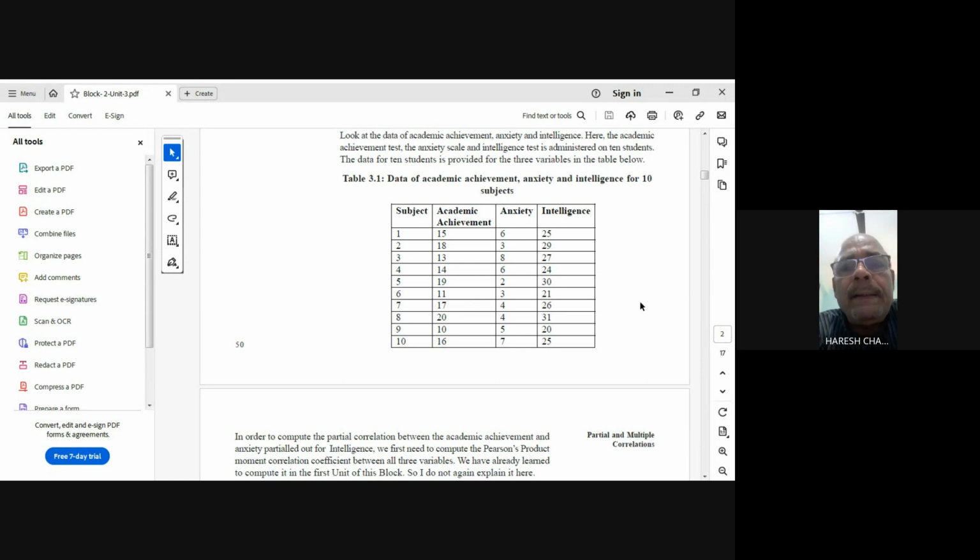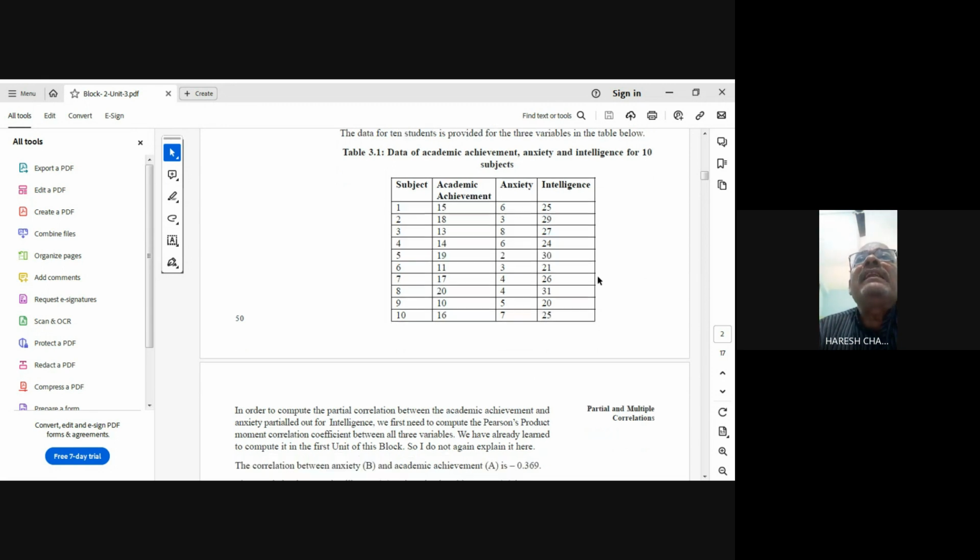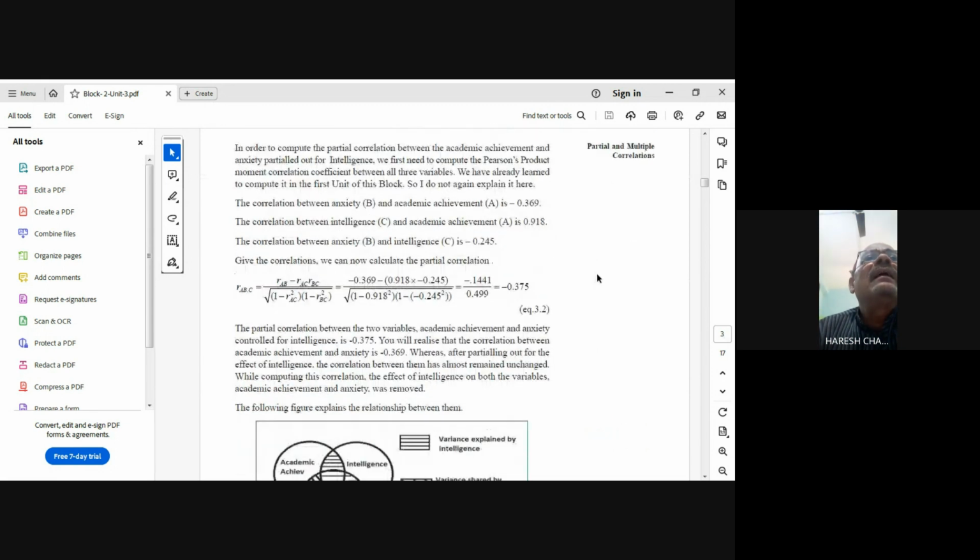Is it audible or not? A phone ran away. Yes, sir. Now, did you understand this partial correlation or not? Taking out the effect of intelligence, how anxiety affects achievement, that is parceling out the effect of intelligence. Now this is how you have to find out.